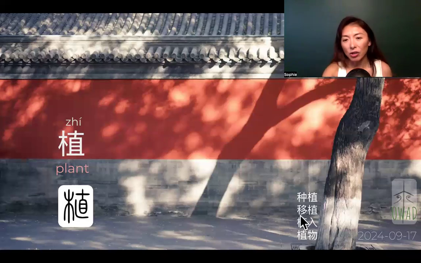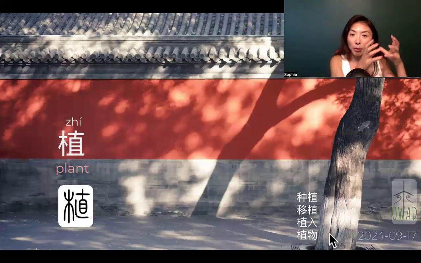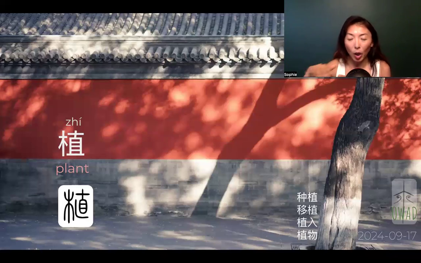Okay, 移植 means you transfer or you transplant. So you transplant the tree to somewhere else. And 移 means spatially moving, horizontally mostly. 植入 means you're going to plant that plant 入 inside something. So this means embedding. You're kind of digging below the surface so that you can implant something. So if 移植 is transplant, 植入 would be implant.